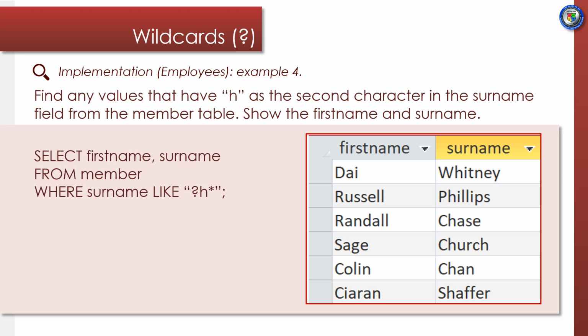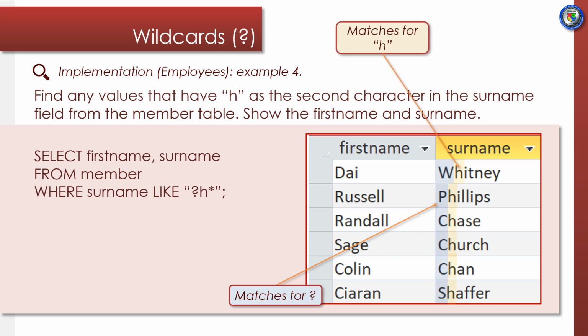Here's our results, and this means that we have a single character to begin the surname, and here are our matches, followed by the letter H, which must be the second character, and then we can have 0, 1 or multiple characters thereafter, and these are the matches here.